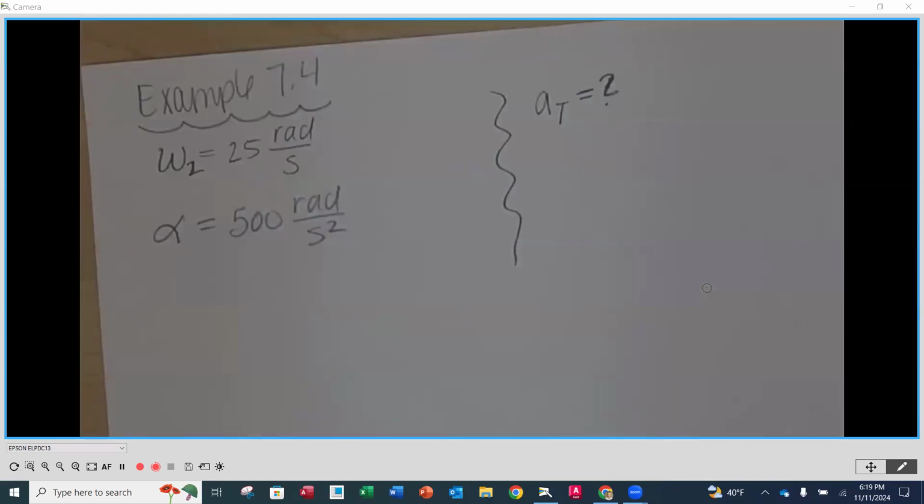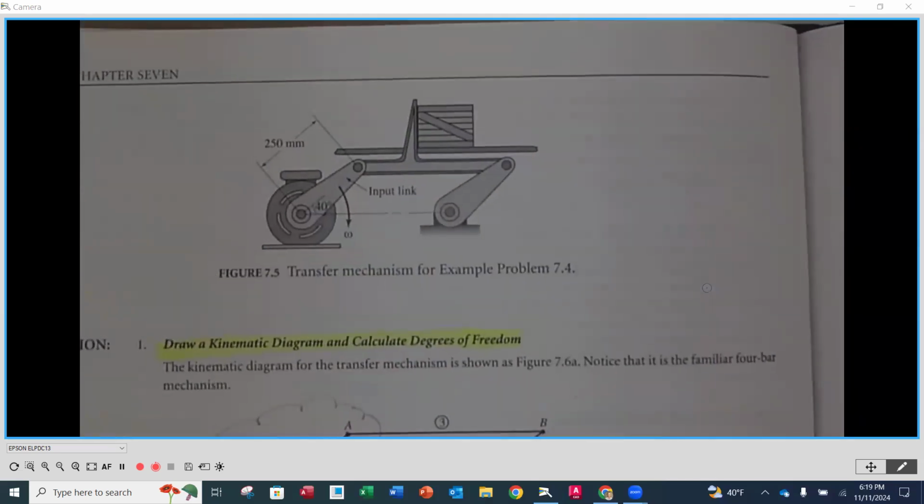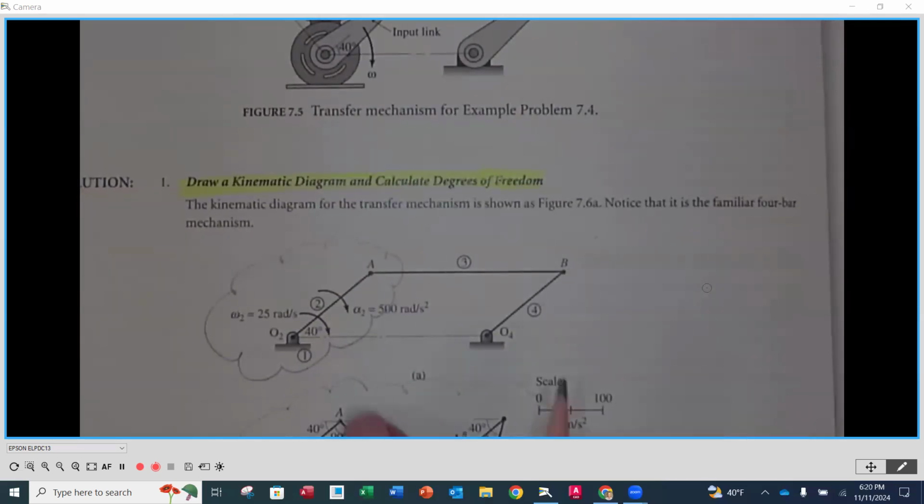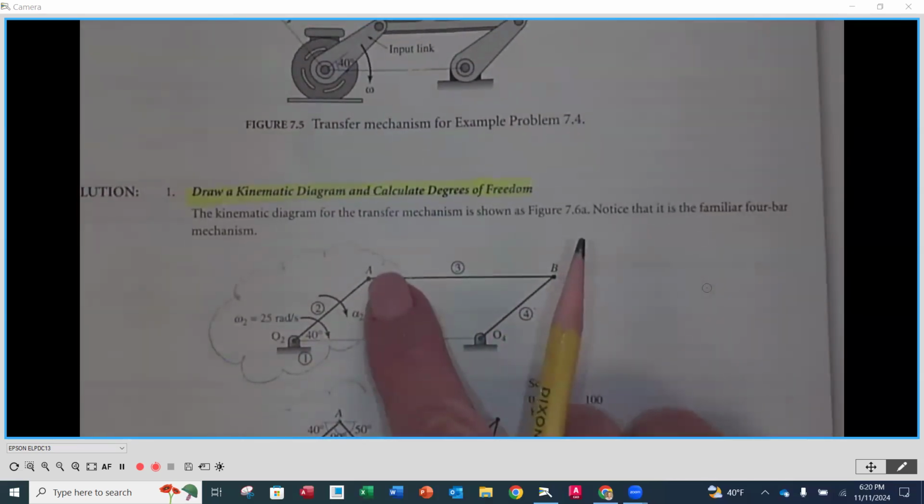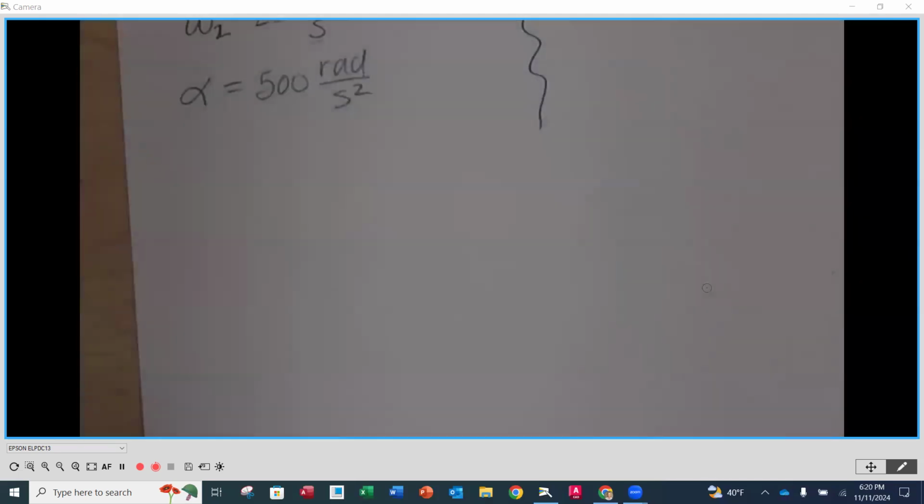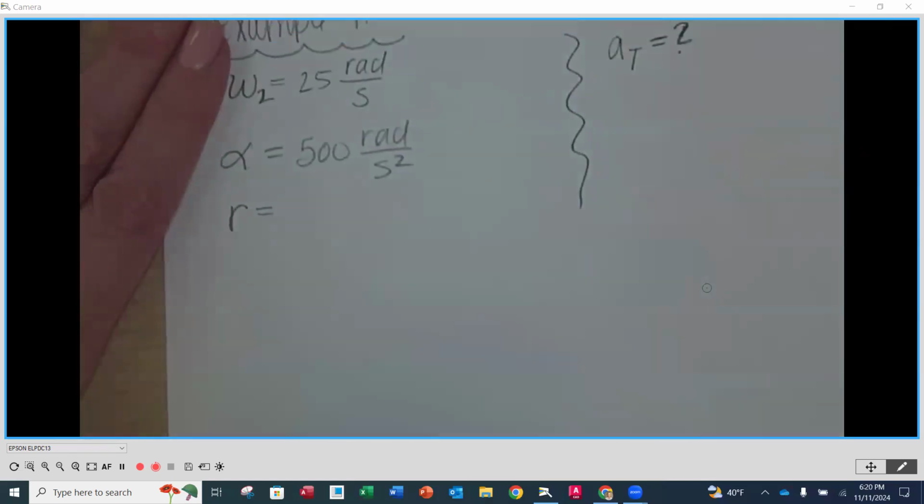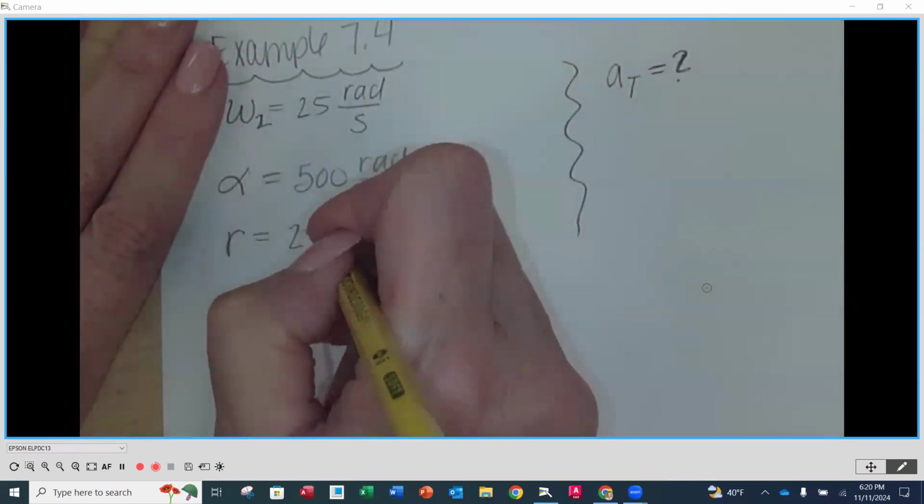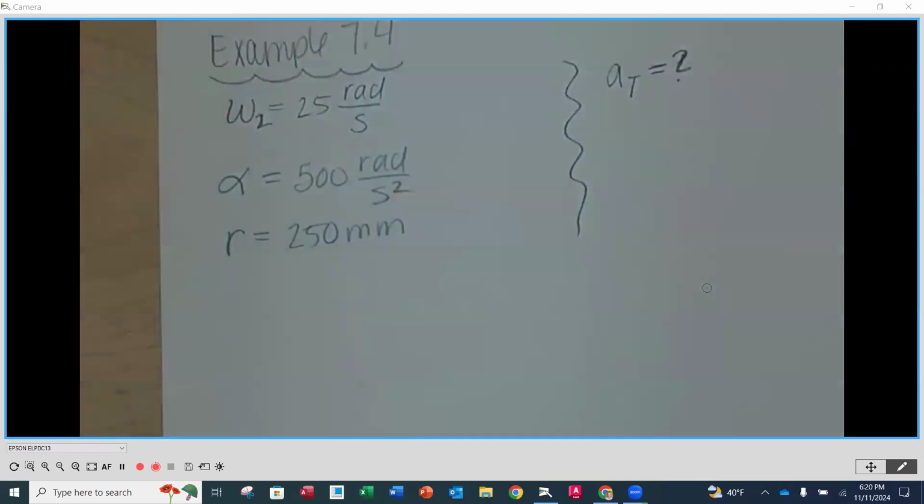And then lastly, we have a radius. It says here that the length of that input link, from the center of rotation out to that end point, is 250 millimeters. So we would say R, because it's a radius of rotation, is 250 millimeters.